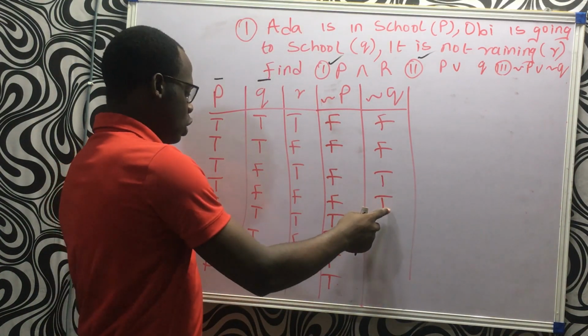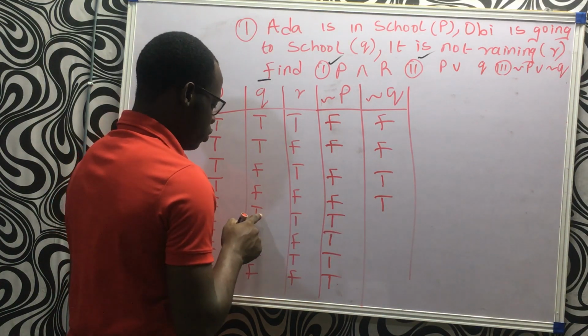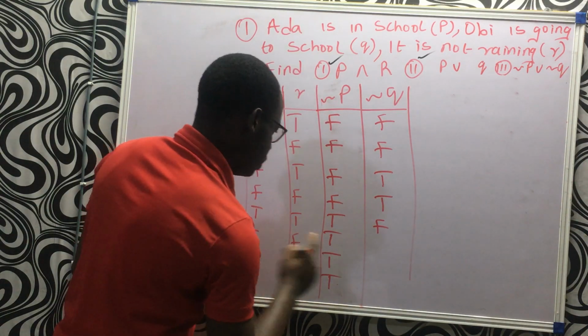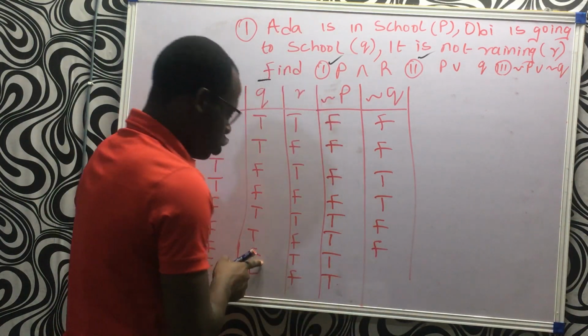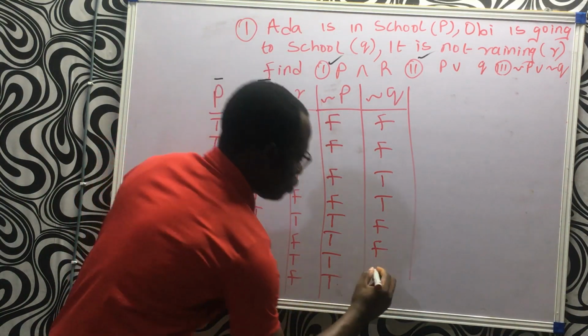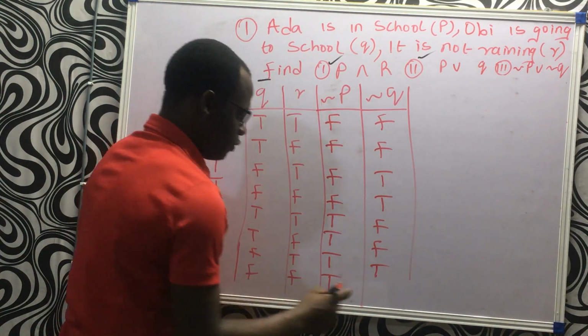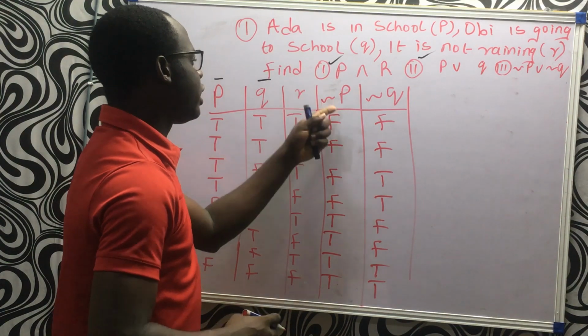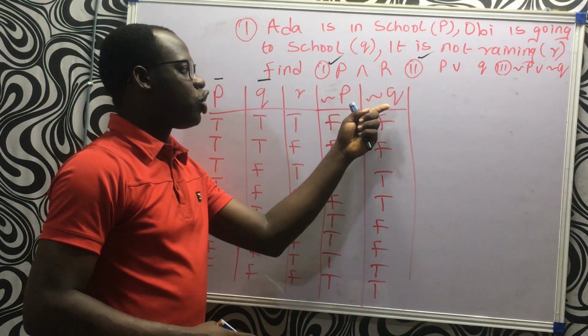It becomes true. So it's just the opposite. The opposite of true here becomes false. The opposite of false becomes true. So we have just succeeded in getting the negation of P and also the negation of Q.